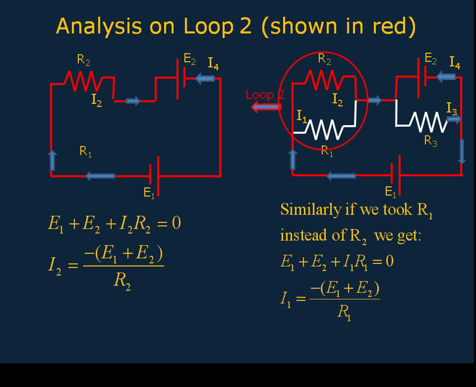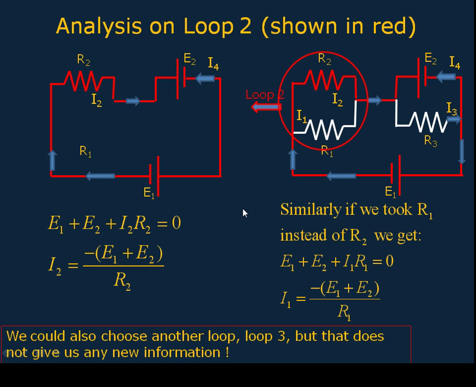Now there are also other loops. For example, let's consider this loop, and you can write down immediately what the loop equation is. It's just I1 R1 minus I2 R2 equals 0. But that doesn't really give us anything new because we have that here. I2 times R2 equals negative E1 plus E2. I1 times R1 equals negative E1 plus E2. So we know that those two quantities are equal anyway.